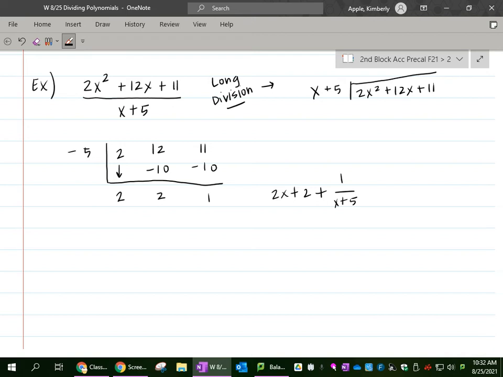So then I said 2 times negative 5 is negative 10, and I put that right there. And I added 12 plus negative 10 is 2. And then I multiplied these 2 numbers again. Negative 5 times 2, negative 10. Now again, 11 plus negative 10 is 1.